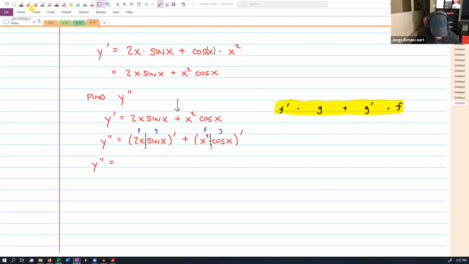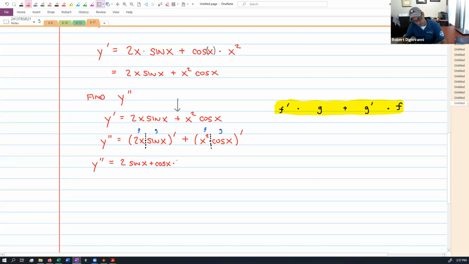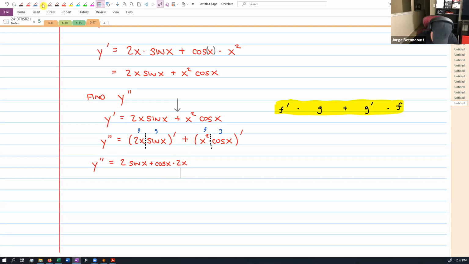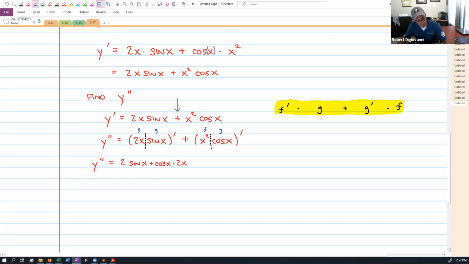I got 2 times sine x plus cosine x times 2x. You said plus. Okay, yeah, times 2x. Okay, good. So you've got basically for that f, this is f prime times that was g, and then plus this was g prime, and then this was times f. Jorge, that's all good? I think so. Anybody have any questions there?